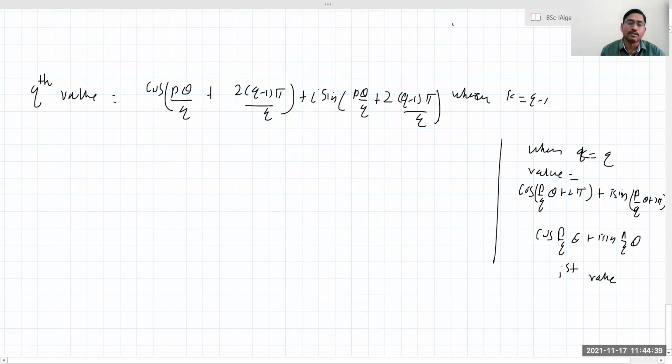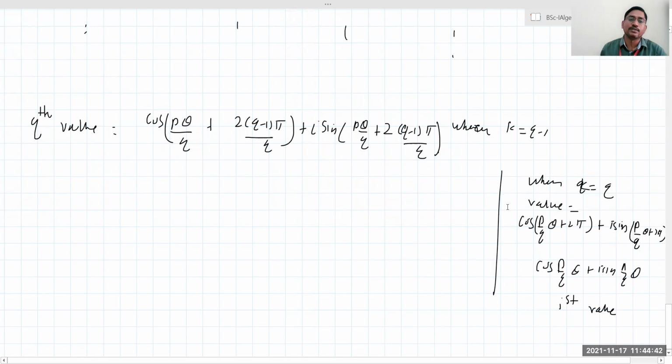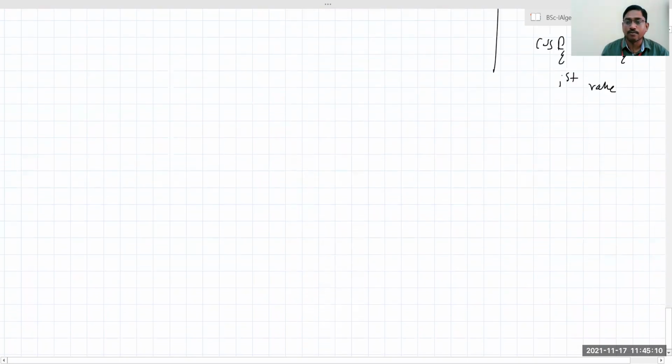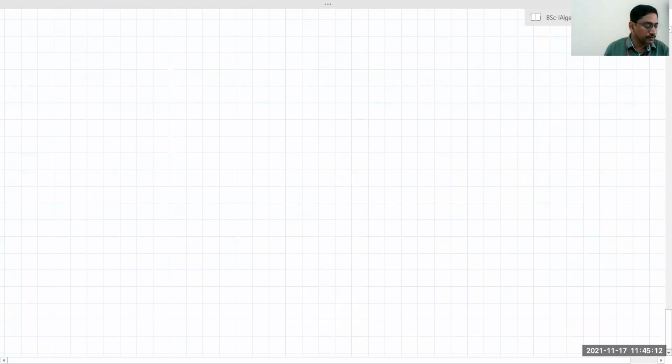So that means continuous. And we can see no two angles of this cos and sine differ by a multiple of 2 pi. That means these values are distinct. There are total q values of this expression. So the proof is completed here for this expression. Now we have to show that these values are in geometrical progression in the next theorem.